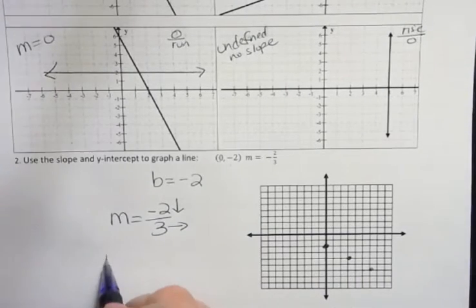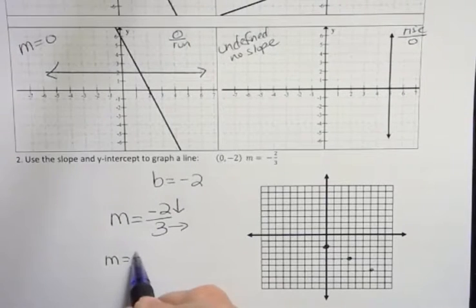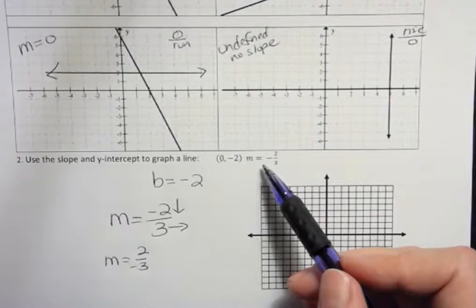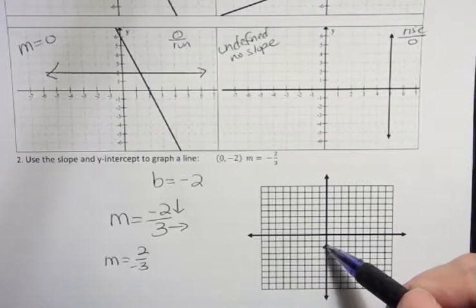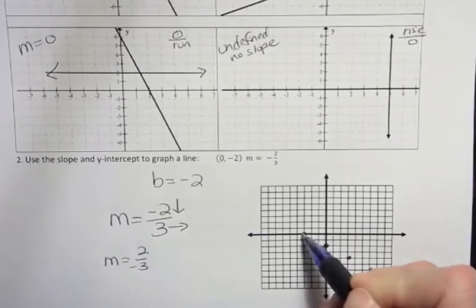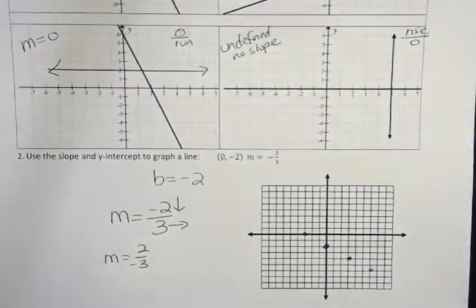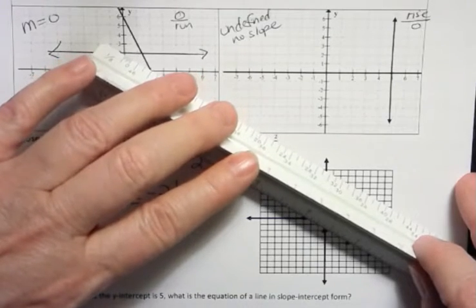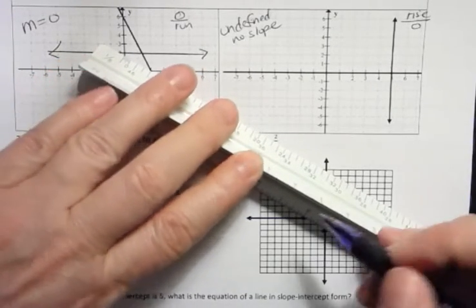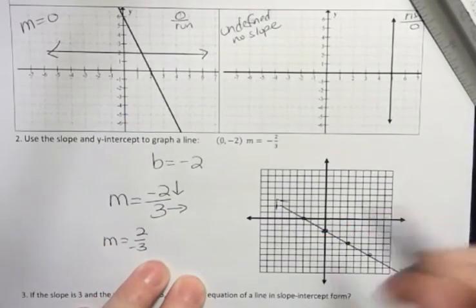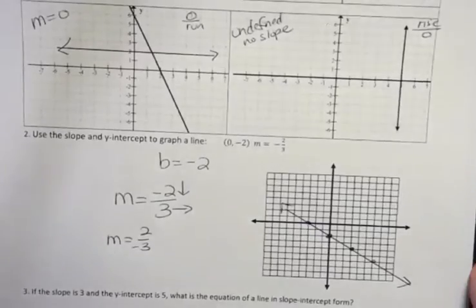But what if I put the negative in the bottom? Because you have one negative, you can't put it in both, but you could put it in the top or bottom. If you put it in the bottom, you would go up 2, but then you would go backwards 3, and it would still fall on that line. So you can put the negative where you want, but you can only put it in one of those 2 places. I consistently put it in the numerator so I don't make the mistake of using it twice. All right, so there's my line as I connect up the points.